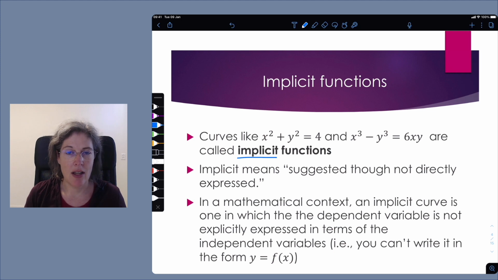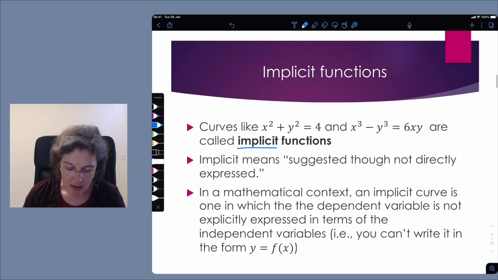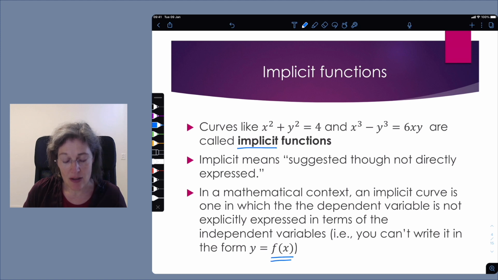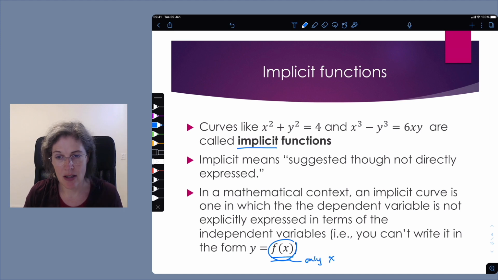So if someone asks you implicitly to do something, they're not going to say, please do this thing. They kind of imply that they would like you to do that thing. And in a mathematical context, an implicit curve is one in which the dependent variable, so think your y variable, is not explicitly expressed in terms of the independent variable. So in plain English, what that means is you can't write the curve in the form y is equal to some function of x, where this thing has only x, whatever crazy thing it is.